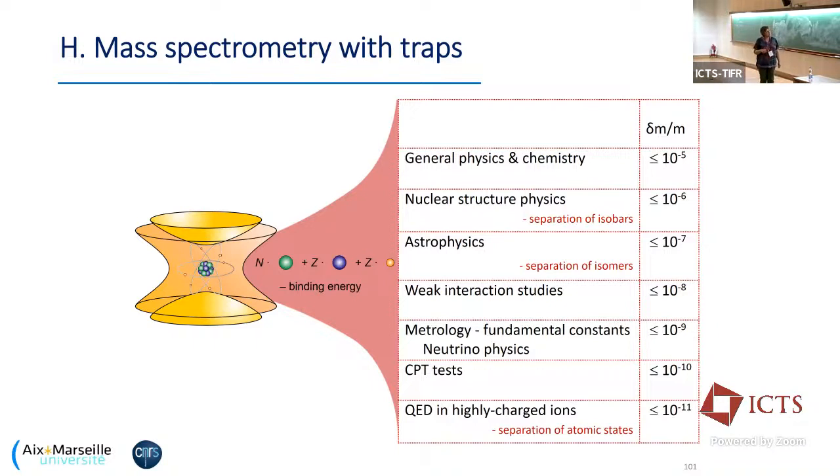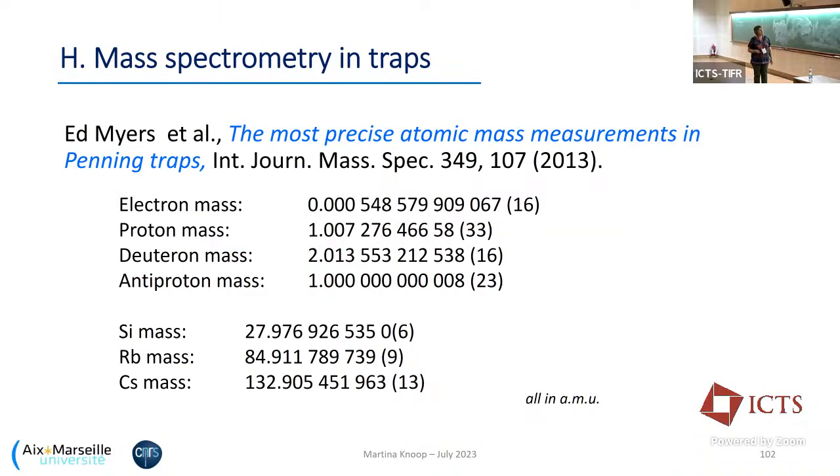There are weak interaction studies. There is neutrino physics, for example, where you need resolutions of about 10 to the minus 9. And for the best tests people make, like the CPT tests, or looking for QED in highly charged ions and looking at the separation of atomic states, you are looking forward to a mass resolution of 10 to the minus 11. And these are things which can be made today in these Penning traps with a very good approach.